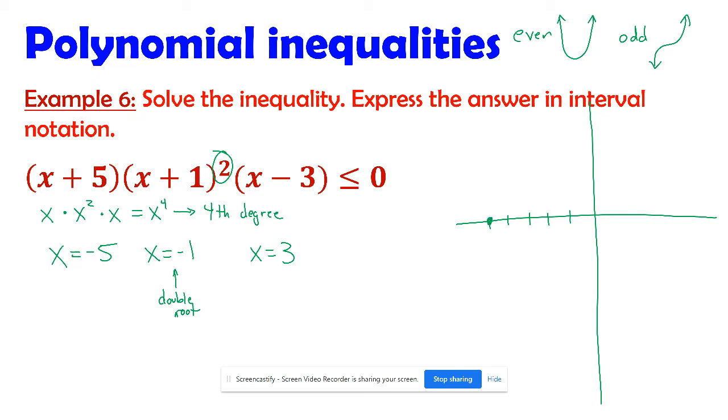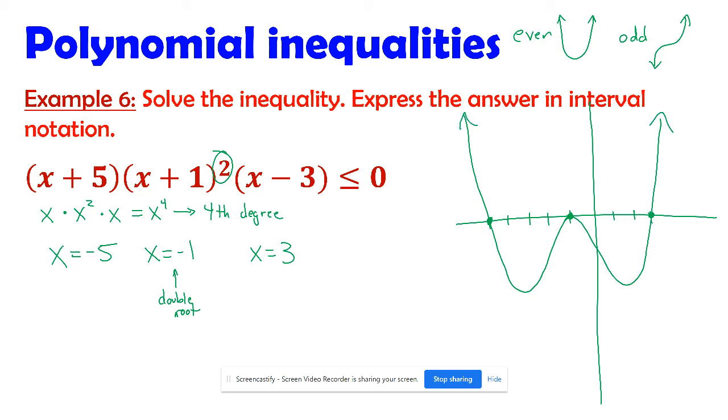We have one at -1, or technically two at -1, and we have one at +3. So this is even. It's going to start off here, hit that point. It's going to come up to -1, but it's only going to graze it. It's not going to cross the x-axis because this is a double root. Whenever it's a double root, it just hits it and goes back. And then it's going to come up through 3. So it's going to be like this W-looking thing.